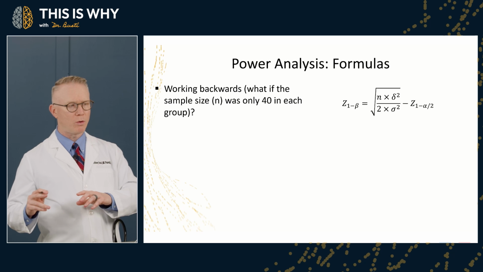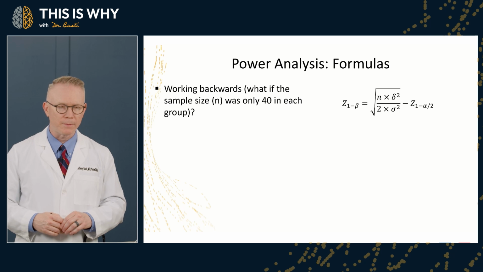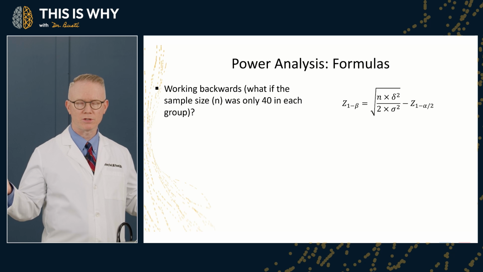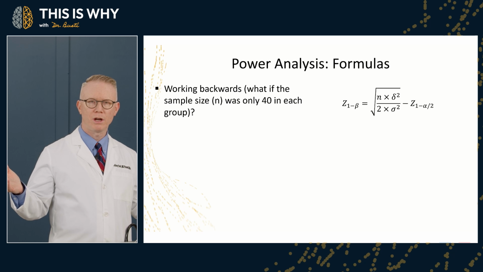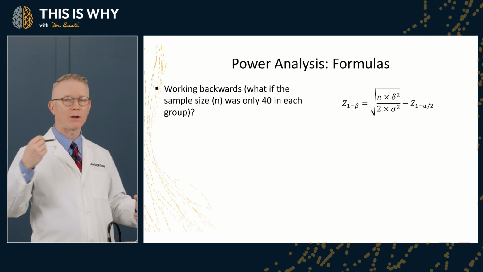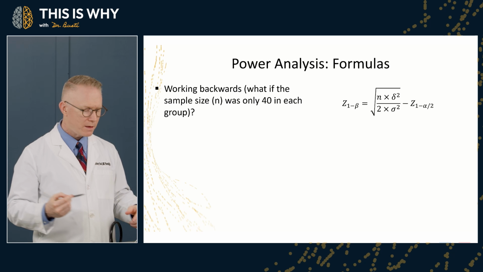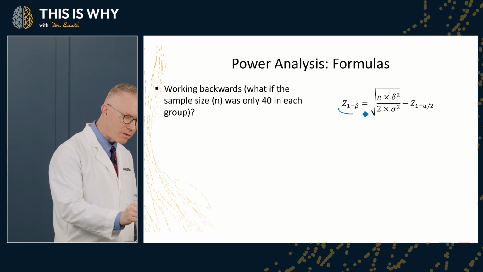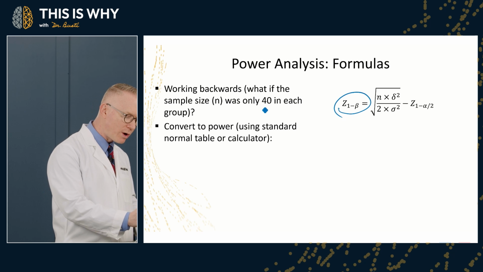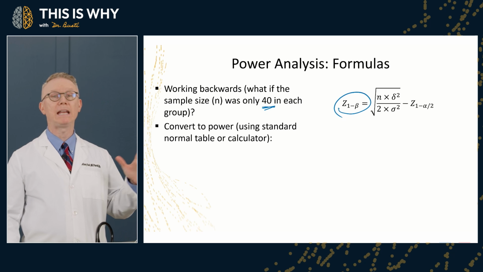Now, what if you want to go the other direction? Maybe they didn't tell you the power. It wasn't a good paper. It wasn't good research. And you want to know what is the power of this study. Well, you can work the equation backwards, and you can calculate the power, right? So let's say there were only 40 people instead of the 91 minimum.